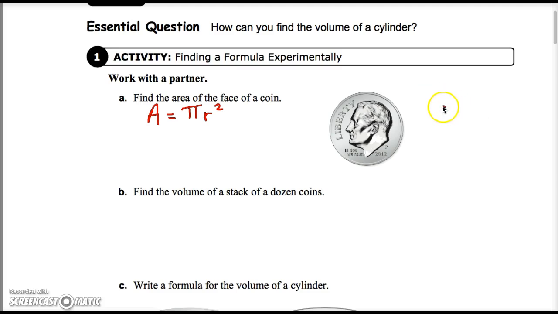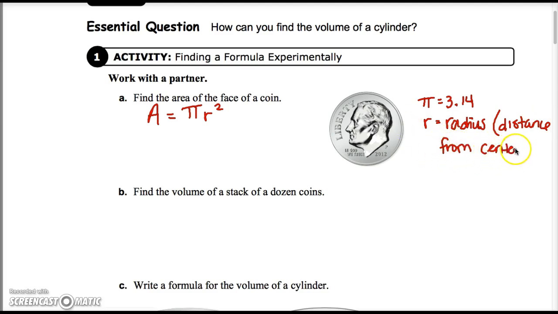Okay, couple notes over here. Anytime we see pi, we're going to use 3.14. And in this case, the r is the radius of a circle. And if you remember, that is the distance from the center of the circle to the outside.